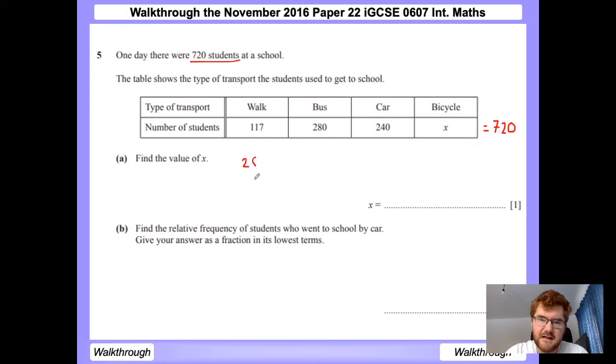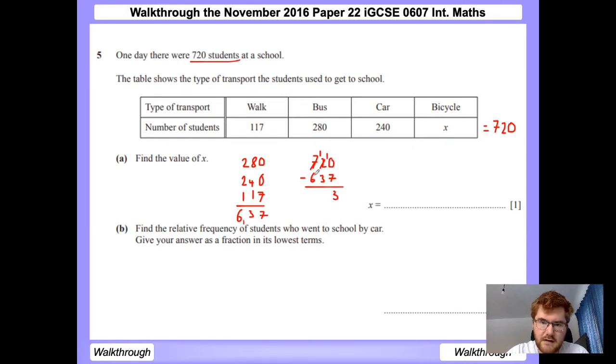So if we add together 280, 240, and 170, we get 7. 8 plus 4 plus 1 is equal to 13. Carried a 1. 2 plus 2 plus 1 plus 1 is equal to 6. And then we need to do 720. You can do this mentally, of course. Minus 637. And this is standard subtraction.